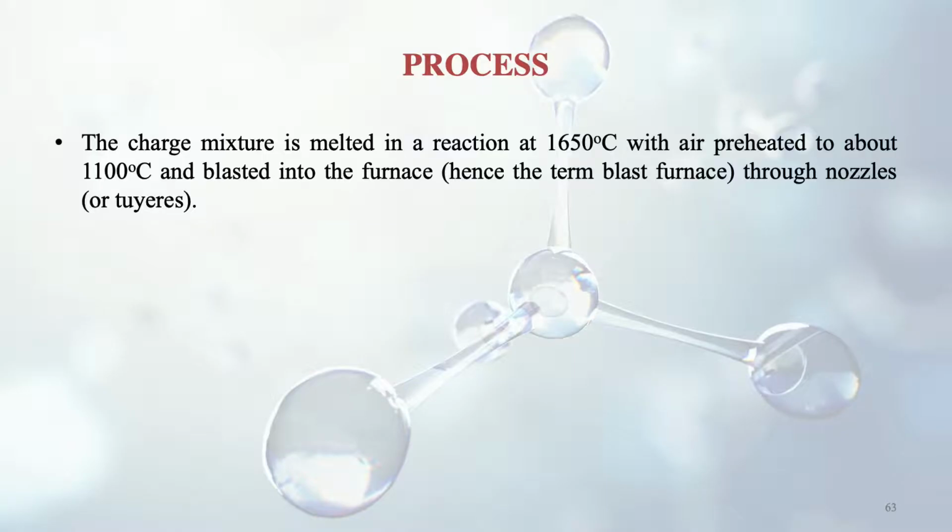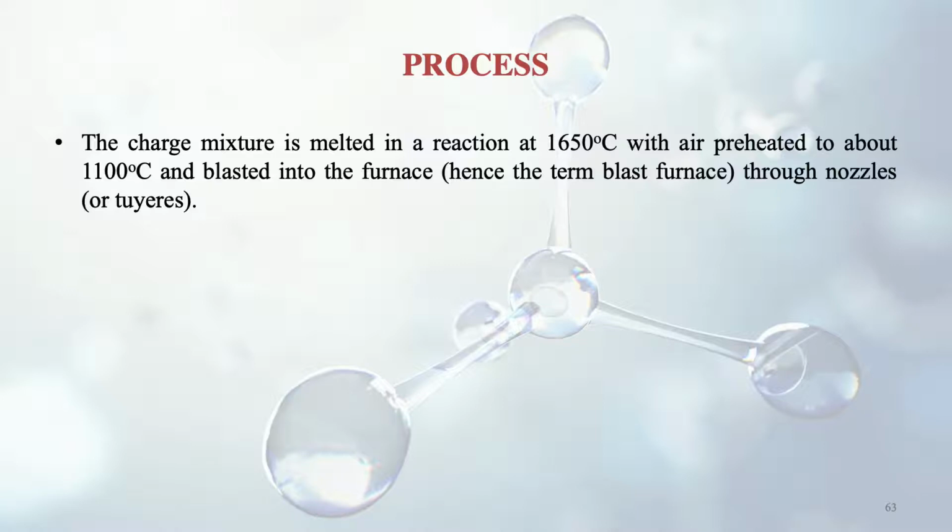So the three raw materials which we talked about earlier, that is the iron ore, the limestone, and the coke, are charged from the top. Then the charged mixture is smelted in a reaction at 1650 degrees centigrade. So you have to note down the temperature at which this reaction is taking place. It is 1650 degrees centigrade with air preheated. So air is always required for any kind of combustion. So preheated air is used here, and it is preheated up to about 1100 degrees centigrade and blasted into the furnace. That's why its name is blast furnace.